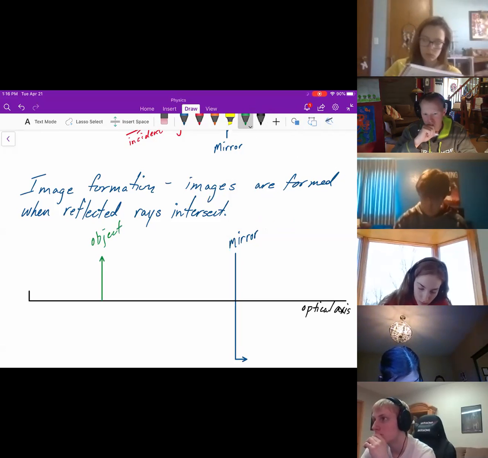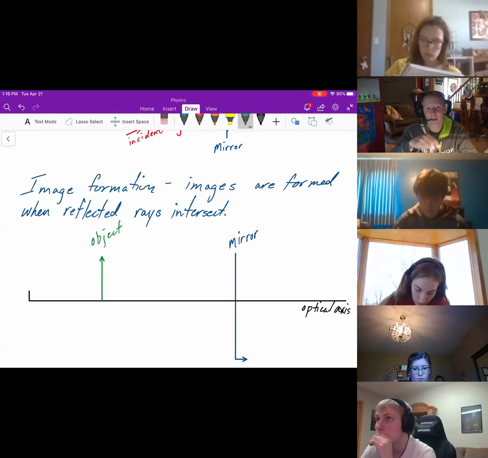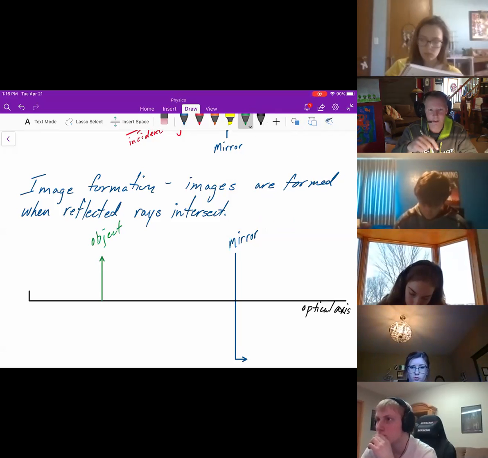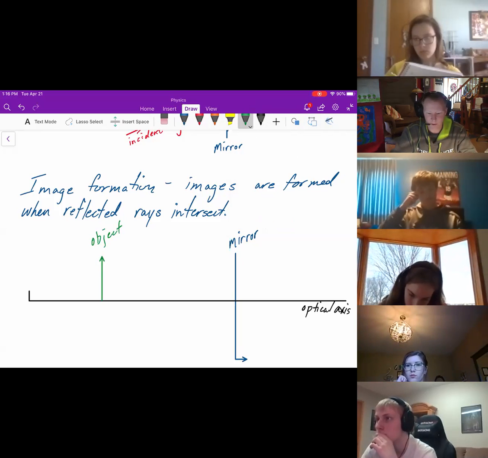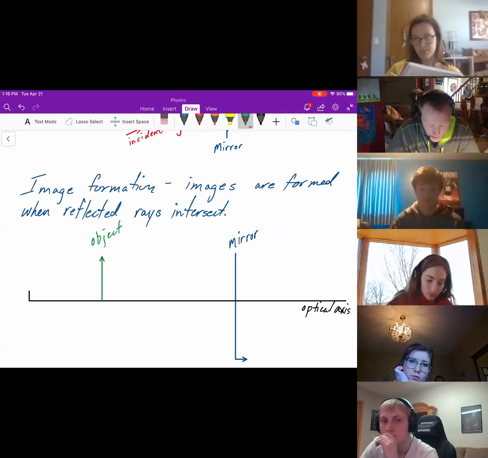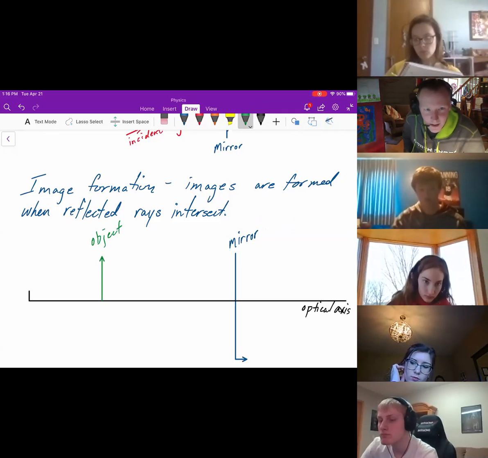So we've got this object standing in front of our mirror. We want to find out where the image for this object is going to form. And so we're going to draw several light rays coming from it, and where those light rays intersect, that's where the image forms.